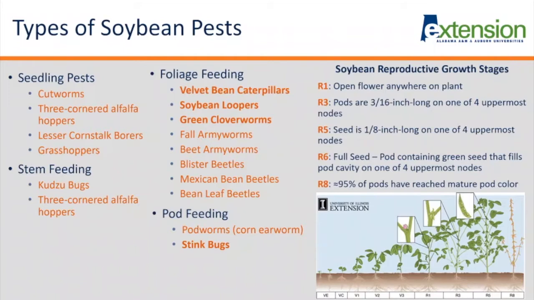R1 is going to be when we find an open flower anywhere on a plant on 50% of the plants in the field. R3 is when our pods are 3/16 of an inch long in the four uppermost nodes. R5, they say, is when the seed is 1/8 of an inch long on one of the four uppermost nodes of the plants. R6 is full seed. A pod contains a green seed that fills the pod cavity in one of the four uppermost nodes. And then R8 is when 95% of the pods have reached mature pod color, going from green to the tan or brown. And generally at that point, you're within a week to 10 days of hopefully being able to harvest the crop.